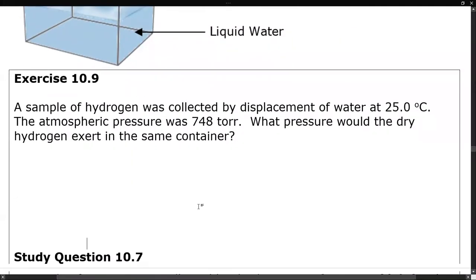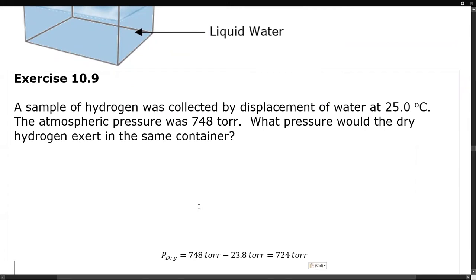So if we look that up, we find that the vapor pressure of water at 25 degrees Celsius is 23.8 torr. Subtract that from the 748 and you get 724 torr, and that would be the pressure of the dry gas in the container.